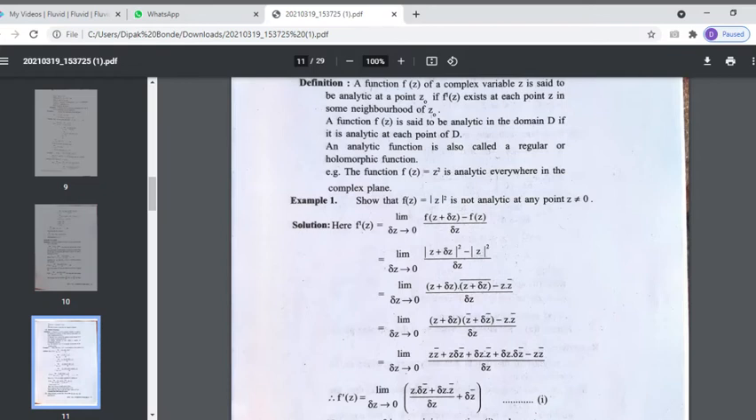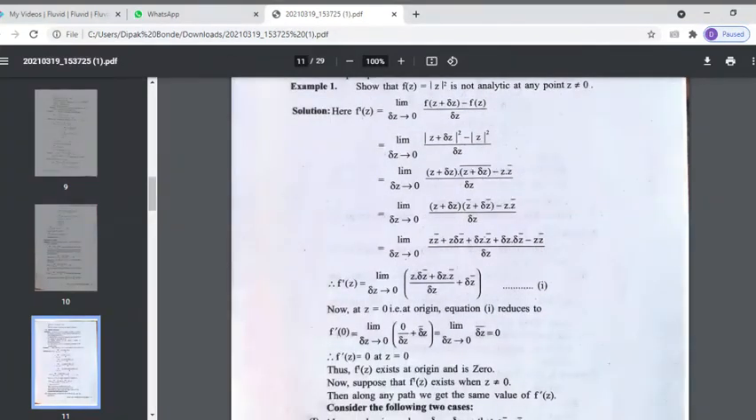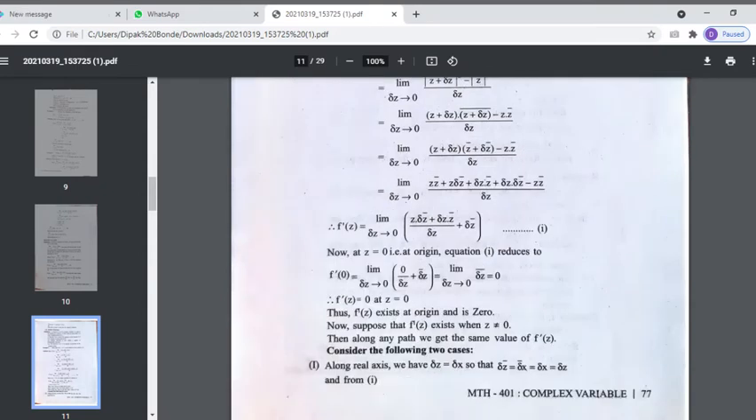So this z z bar minus z z bar gets cancelled. Here we get just z into delta z bar plus delta z into z bar plus delta z into delta z bar, upon delta z. Okay, because here delta z cancels, there only remains delta z bar.